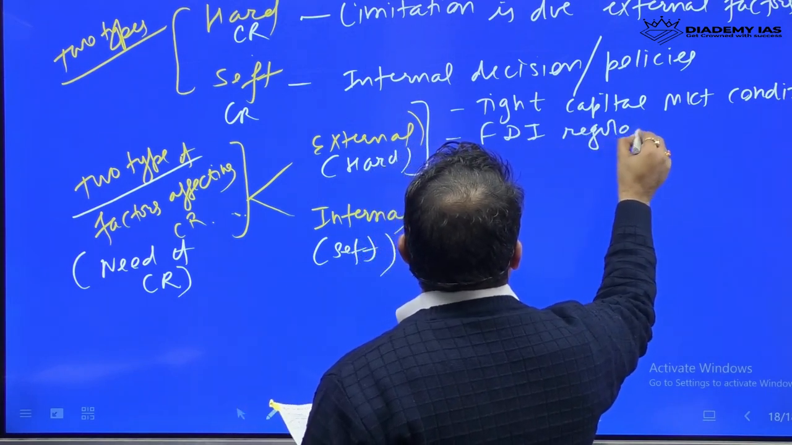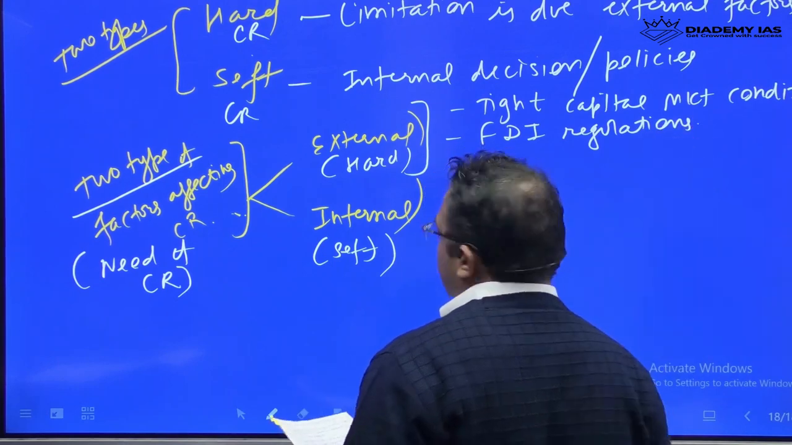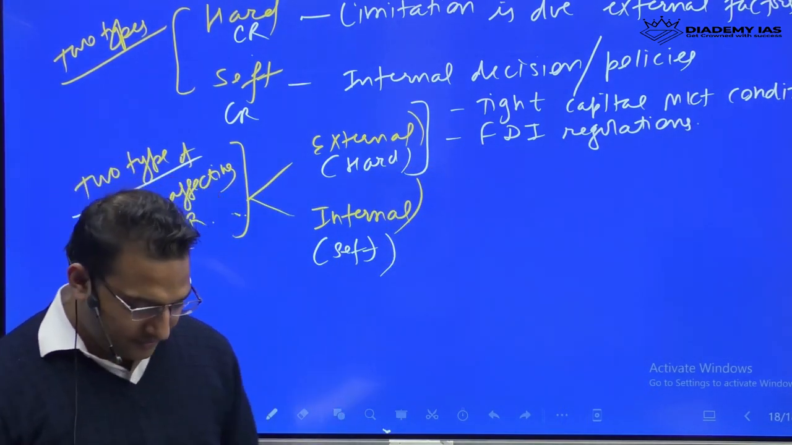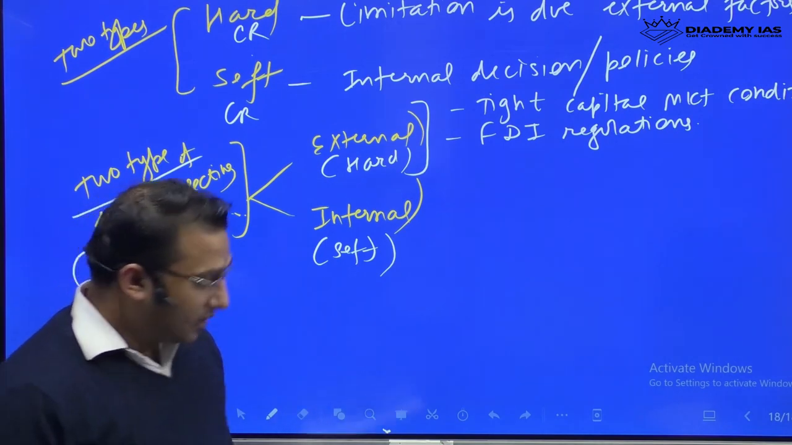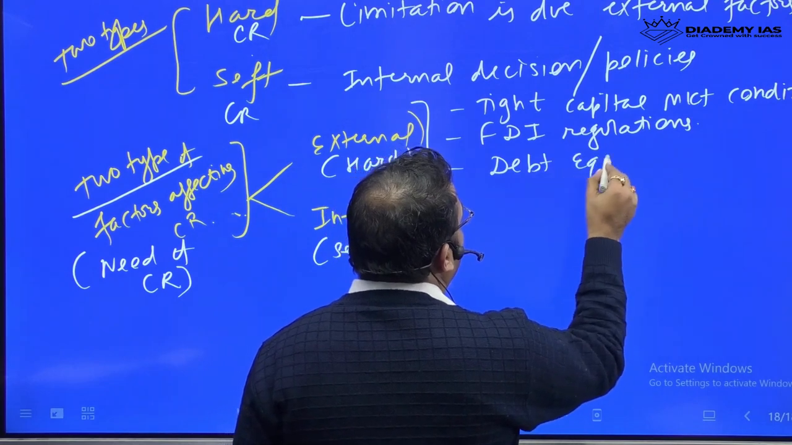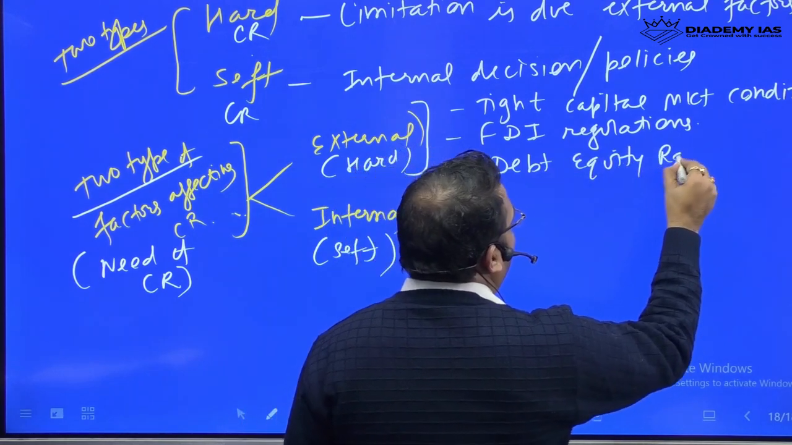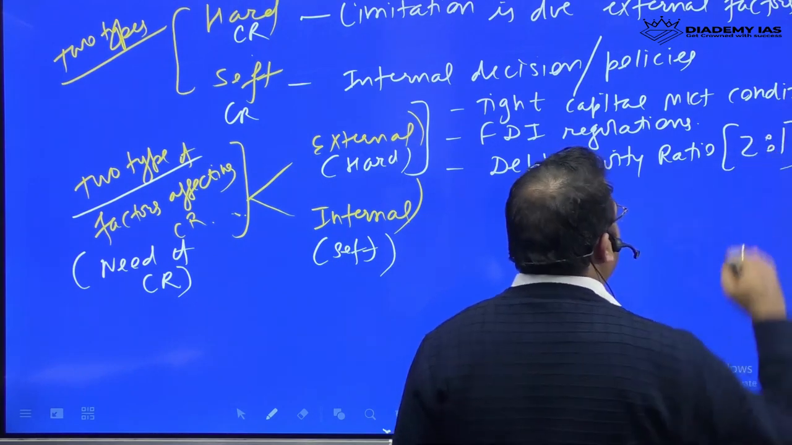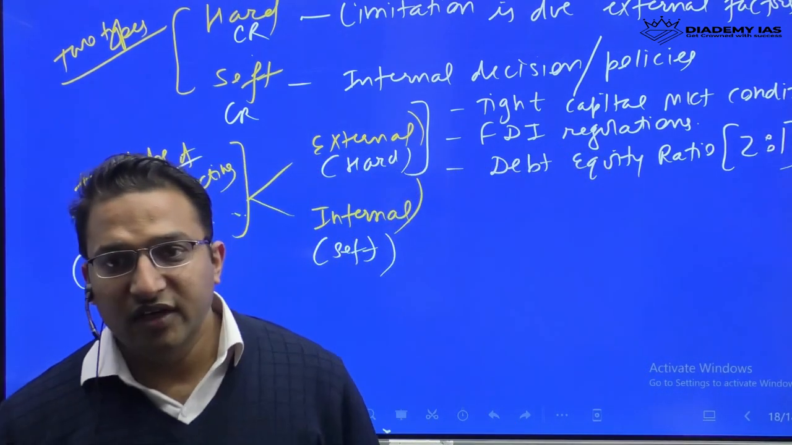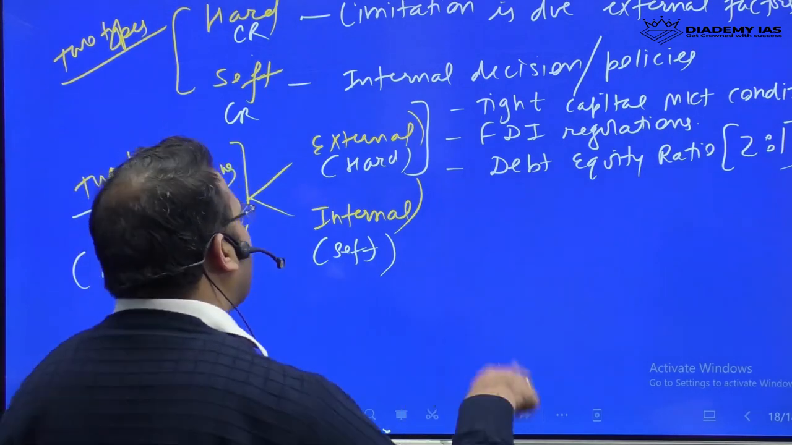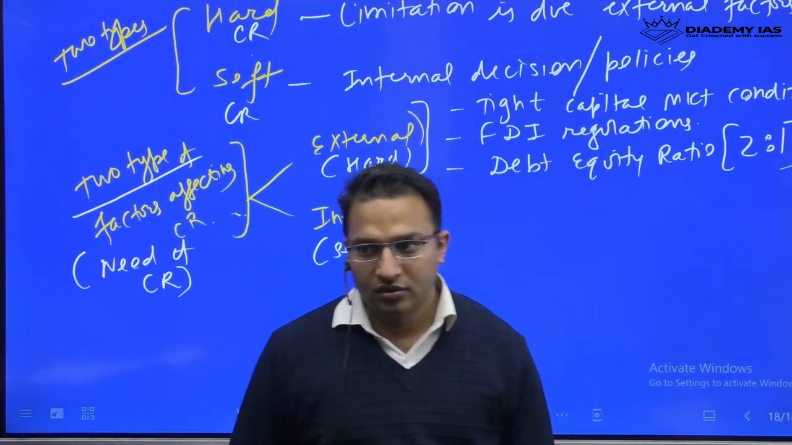So depending upon whether FDI regulations are strict. If they are strict, then we have limited funds. And also keeping in mind the debt equity ratio. Normally the standard debt equity ratio is 2:1. So even if we have more money available from the outside, suppose the bank is ready to finance, we don't want to disturb our debt equity ratio.